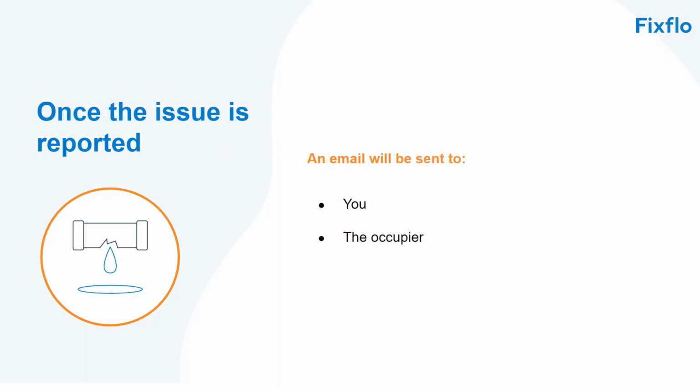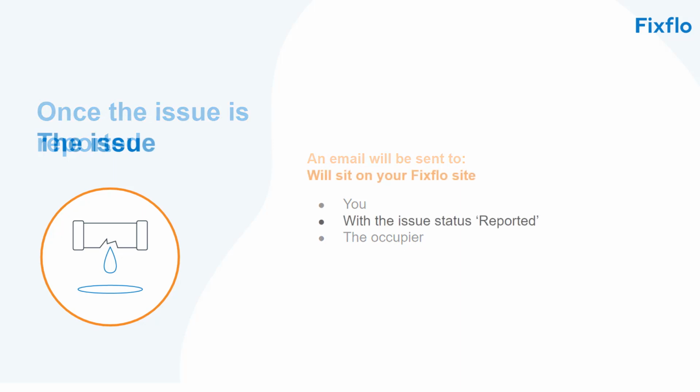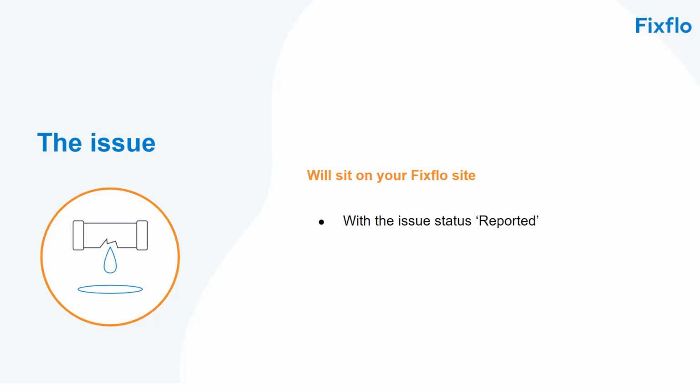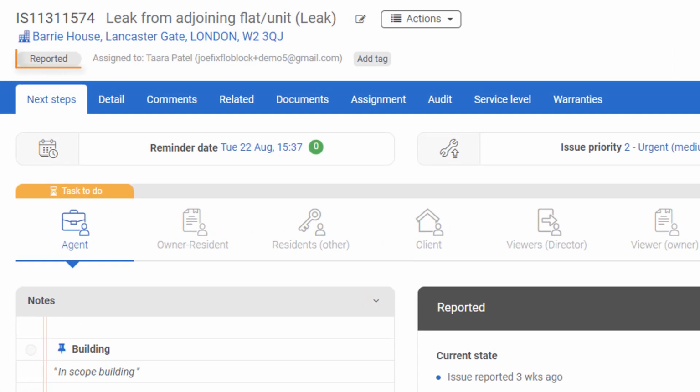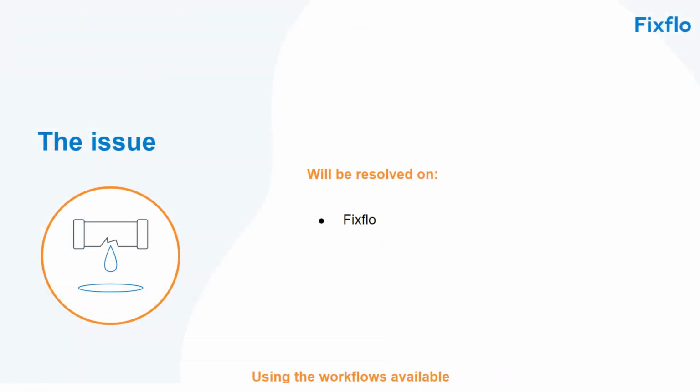Both the agent and the occupier will receive an email at the time that the issue is reported. The issue will then sit on your Fixflo site as a reported issue. It will be resolved on Fixflo using the workflows available.